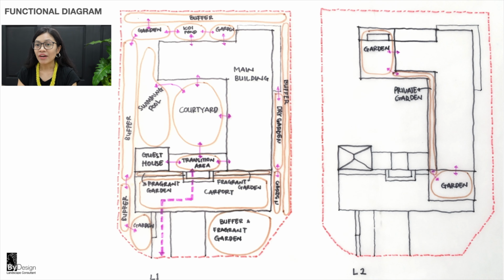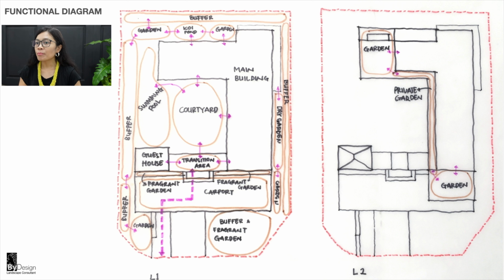Functional diagram. Based on step number 1, 2, 3, we compile all the information and start to do the design by pouring it into bubbles. It is creating space division. In this project, starting from the entrance, we create a welcome area with a fragrant garden, and then moving into the transition area, then the courtyard which is connected to the swimming pool and the house building.